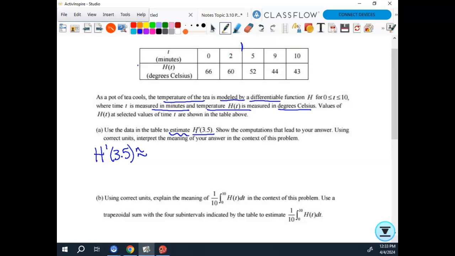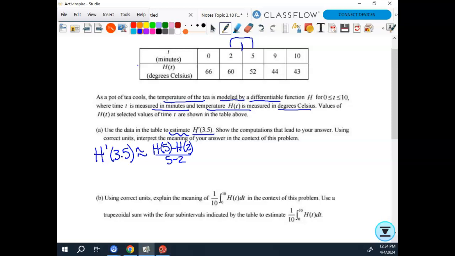And then 3.5, well, that would be in here. So really you could estimate it a lot of ways, but the best way is to estimate it with these two, right? So I would say h of 5 minus h of 2 over 5 minus 2. And 5 minus 2 is 3, and we all know that, and it's easy. But we do not write 3 there, you write 5 minus 2.